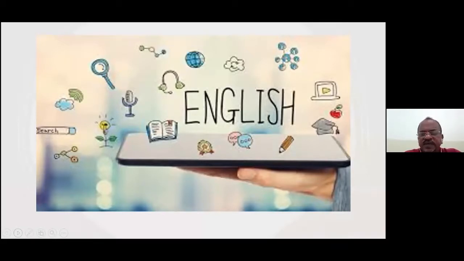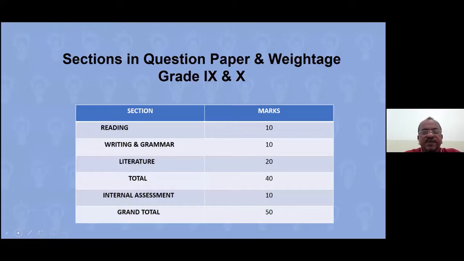There are a few changes which we have to tell in English. This is common for all the subjects, where we have reading 10 marks weightage, writing and grammar 10, literature 20, total 40, and internal assessment is 10. And the total of the exam is 50. The next slide.